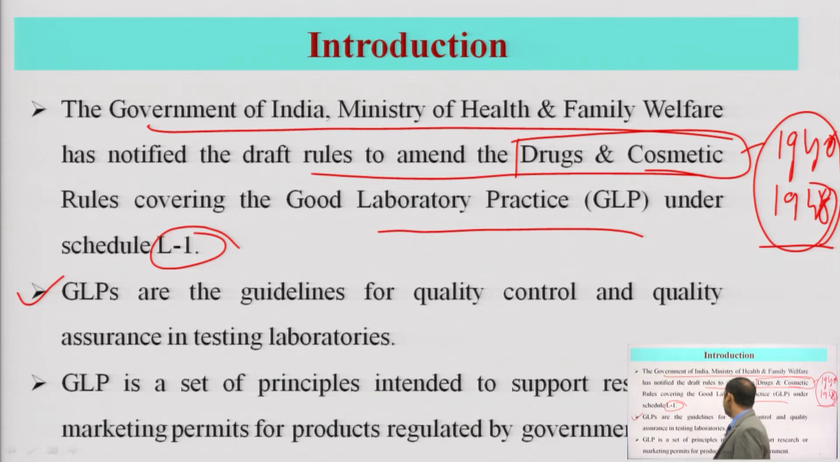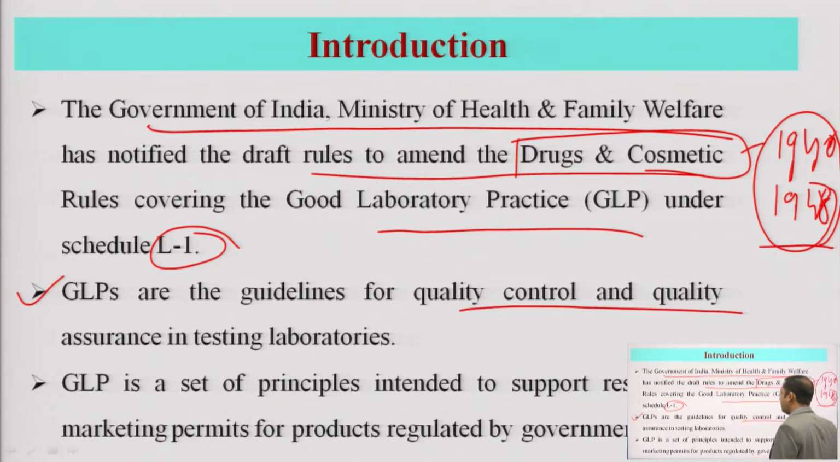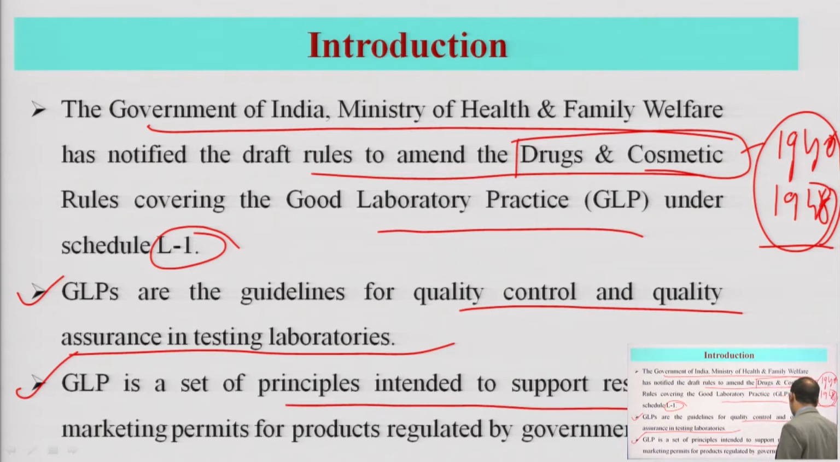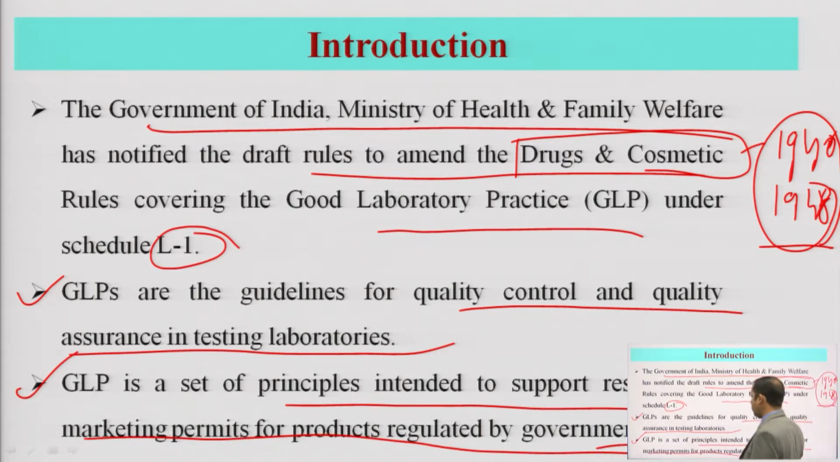GLPs are the guidelines for quality control and quality assurance in laboratory testing. If you understand GLP rightly, then in future it will help you a lot to become a successful chemist in your pharma industry. GLP is a set of principles intended to support research or marketing permits for products regulated by the government.